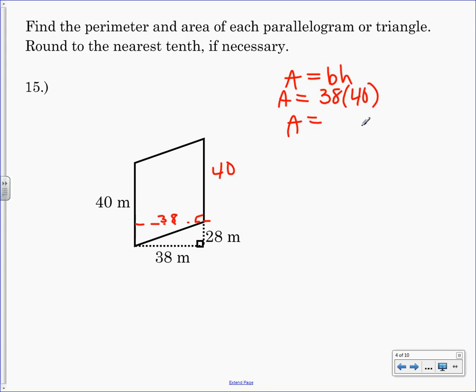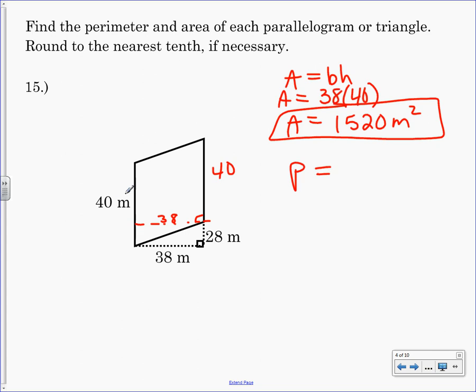All right, so what's 38 times 40? 1,520 meters squared, is that right? Meters squared. Okay. And then perimeter is going to be the 40 plus the 40, right? 2 times 40. Plus, I don't know. How do I find the other 2 sides? If you don't know today, what are you going to guess? Pythagorean theorem, okay? It's a right triangle. We have the 2 legs. So you're going to take 28 squared plus 38 squared equals, I don't know, and put a square root sign on it. Yes. It's going to be square root of 2228.